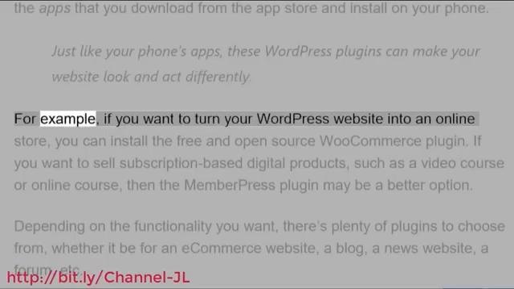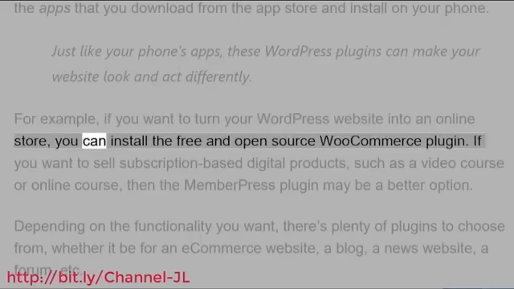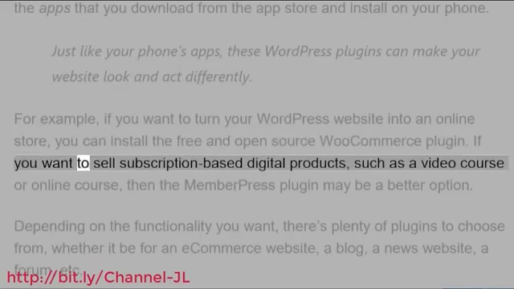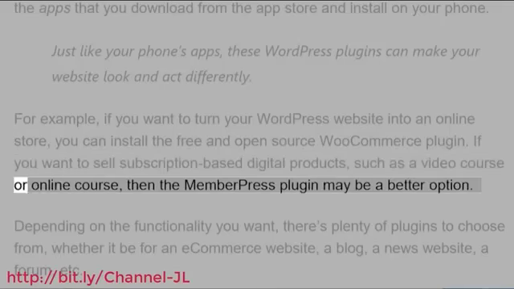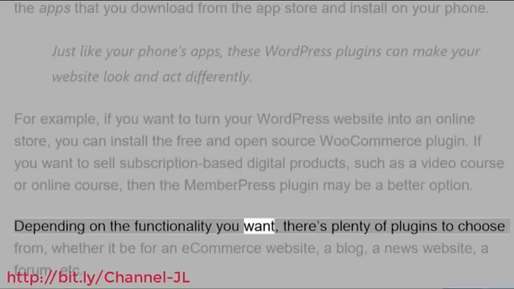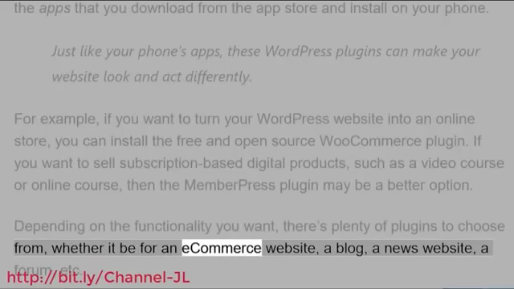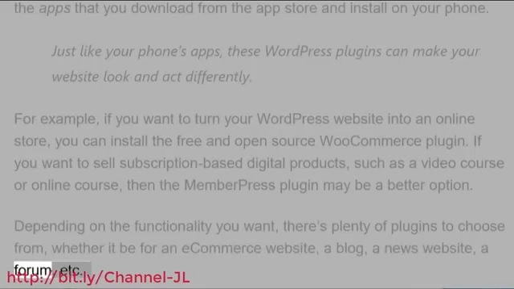For example, if you want to turn your WordPress website into an online store, you can install the free and open source WooCommerce plugin. If you want to sell subscription-based digital products, such as a video course or online course, then the MemberPress plugin may be a better option. Depending on the functionality you want, there's plenty of plugins to choose from, whether it be for an e-commerce website, a blog, a news website, a forum, etc.